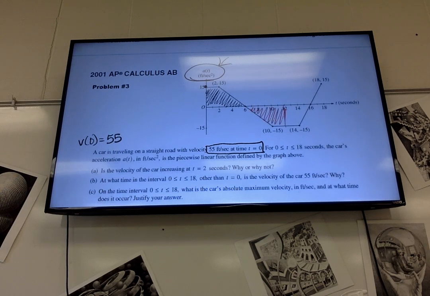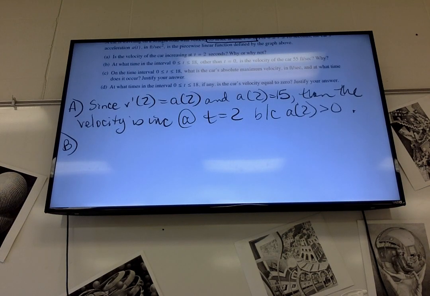I did say 10. So here's how we could do this. You just do the area. So at time t equals 12, because from 0 to 12 of a of t dt is how much?